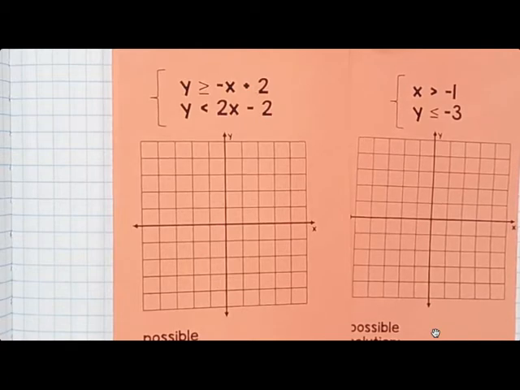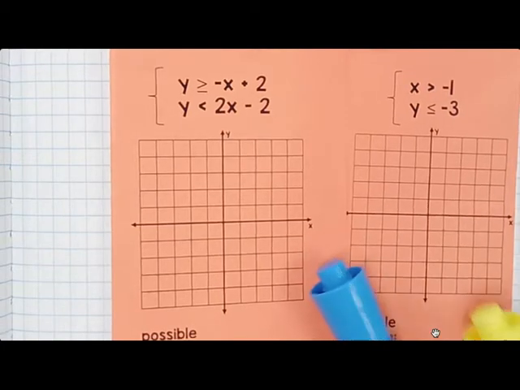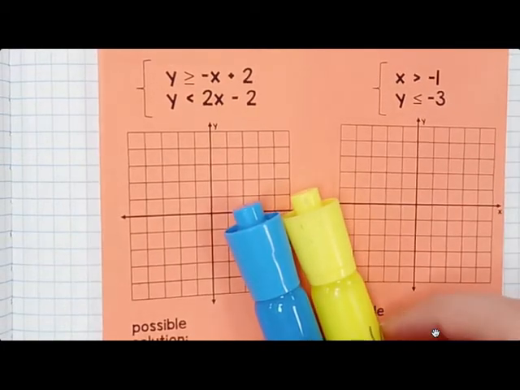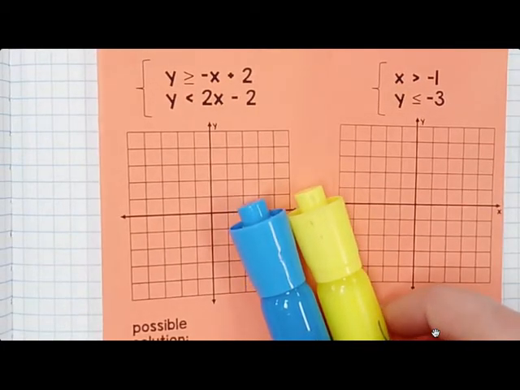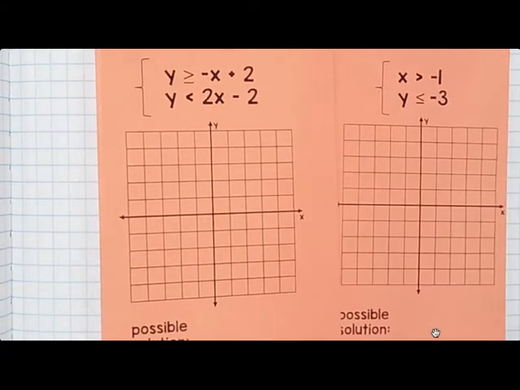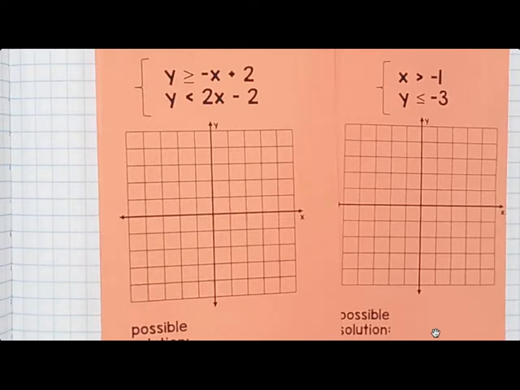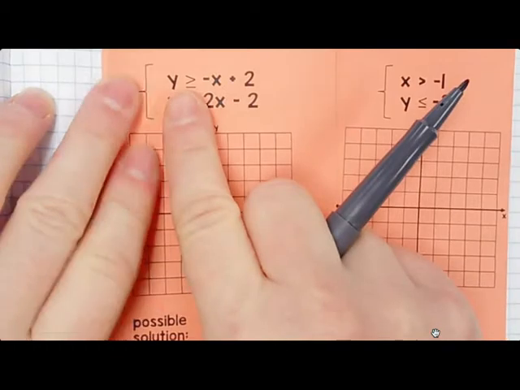I think I'm going to do a blue and a yellow. So if you want to use a highlighter too, you can. So that's how I'm going to shade. I'm going to shade it with the highlighter. So I'm going to start out with this one.